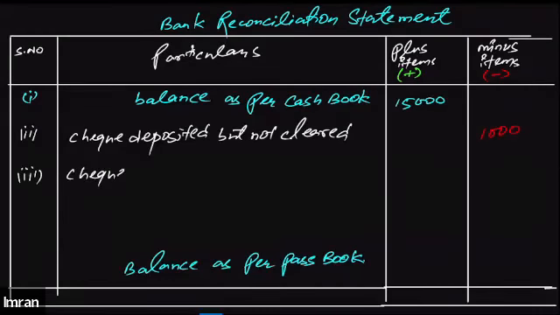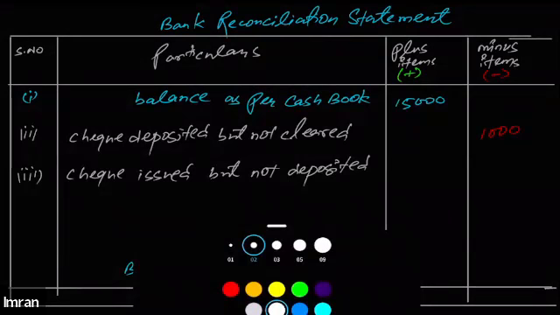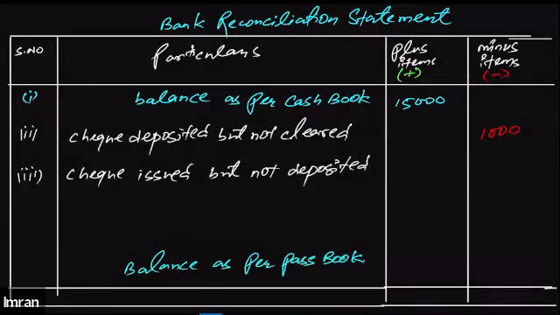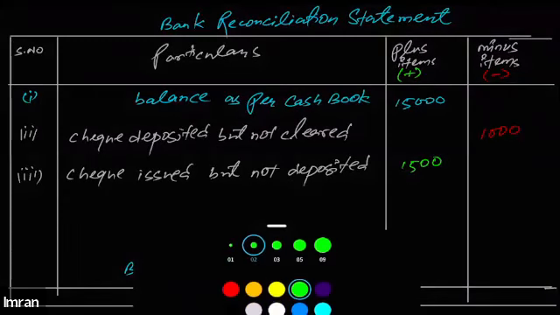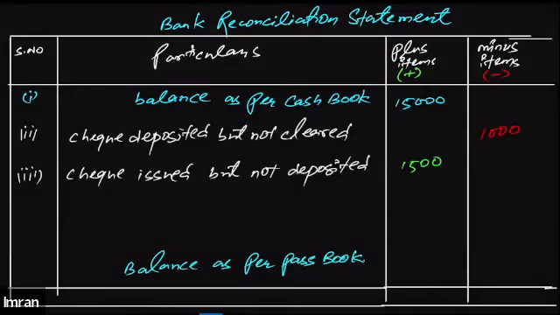Check issued but not deposited. Because the banker did not record this, we shouldn't also record this, but because we have already recorded and subtracted it from the cash balance, now to rectify the problem, we should add this value, 1500. Am I clear, everyone? Is this point clear, everybody?